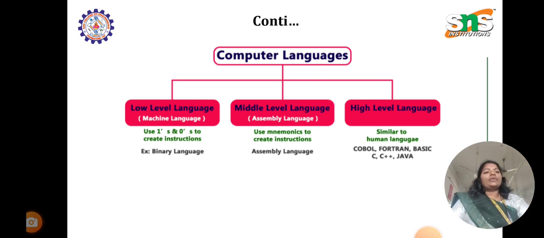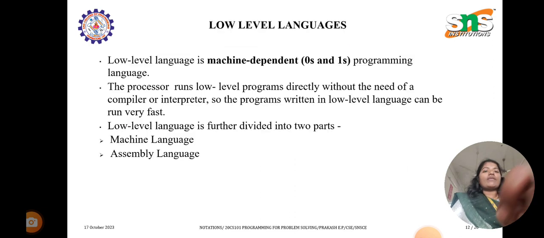There are three types of computer languages: low level language, middle level language, and high level language. The low level language means machine code. The language is written in zeros and ones, that is, binary. Then the middle level language uses mnemonics to create instructions. The middle level language is called assembly, for example assembly level language. High level languages are similar to human languages: COBOL, Python, BASIC, C, C++, and Java.